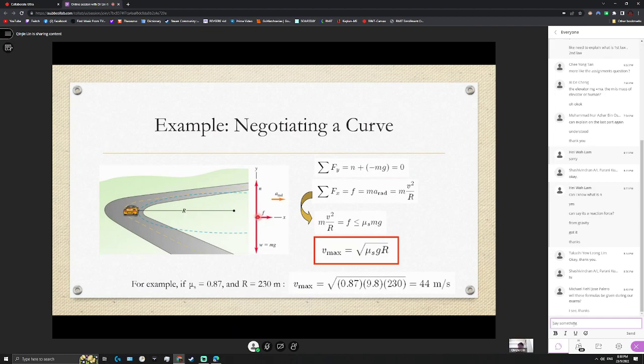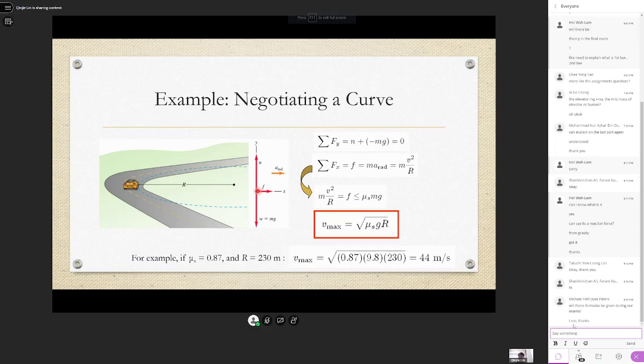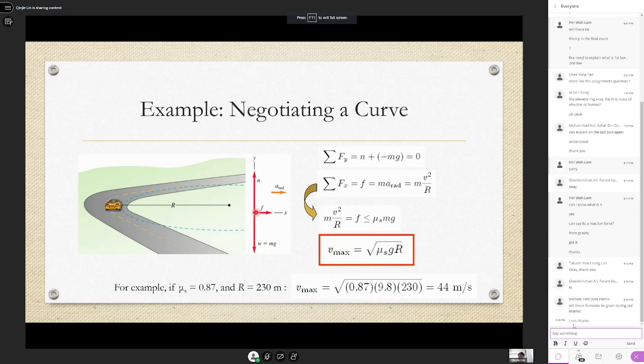Some alphabets represent the same thing, but may not be. Remember, I told you in the first lesson, different people write different alphabets to represent different things. For example, sometimes U is initial velocity, but sometimes V naught is also initial. So as long as you know the concepts, you can interpret the formula sheet very well. For anything, you can just ask me.